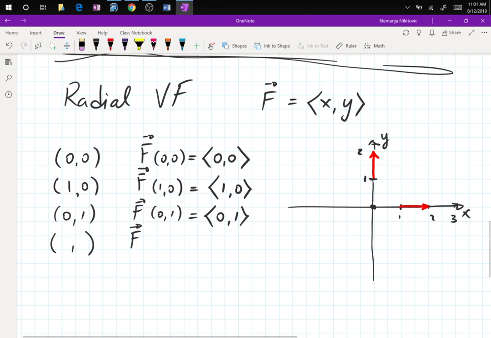So let's use 1, 1, it's easier. If I do 1, 1, so f of 1, 1 will be the vector 1, 1. So we go to the point 1, 1, and we draw a vector 1, 1, so this way. So you see what happens if I continue this pattern everywhere.